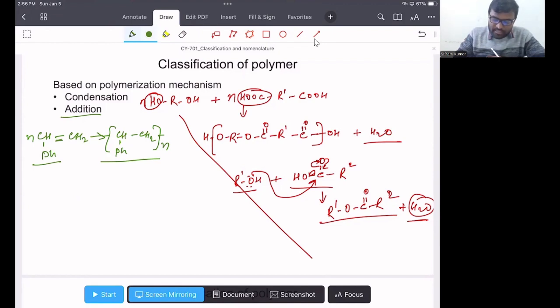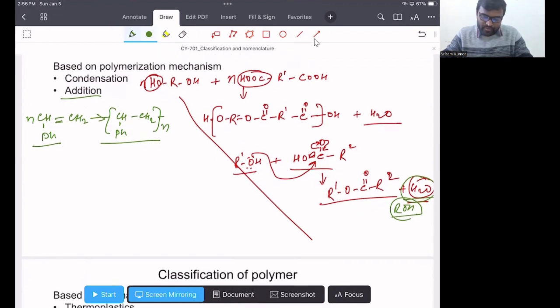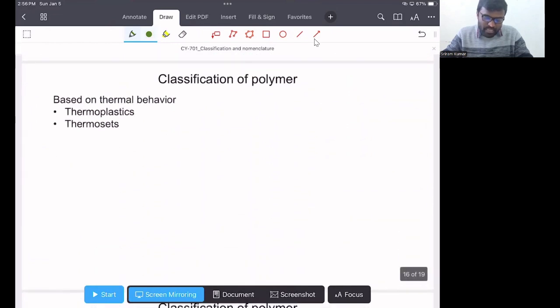So in addition polymerization, no byproducts come out. However, in condensation polymerization, small molecules, maybe water, maybe ROH, come out as a byproduct. So that is the difference between addition polymerization and condensation polymerization. Based on that, we have two kinds of polymers, and we understood this one.